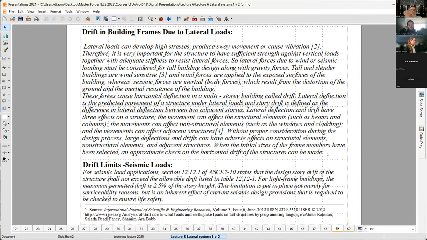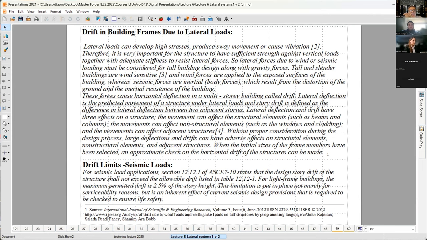So lateral loads, obviously in high stress, produce sway movements and they'll cause vibration in buildings. It's important for a structure to have sufficient strength against the vertical loads and adequate stiffness to resist those lateral forces as well. More tall and slender building footprints tend to be wind sensitive, and wind forces applied to the exposed surfaces of the buildings will create these forces. Generally, it's the long axis wall in the footprint that generates the most wind pressure force, not the smaller axis wall in terms of width or dimension.